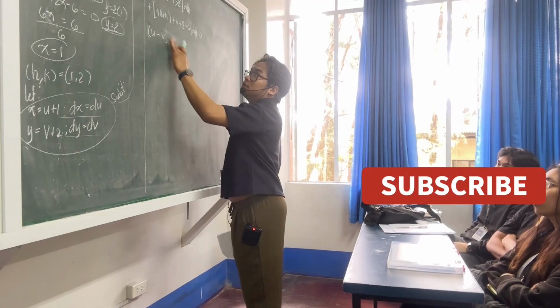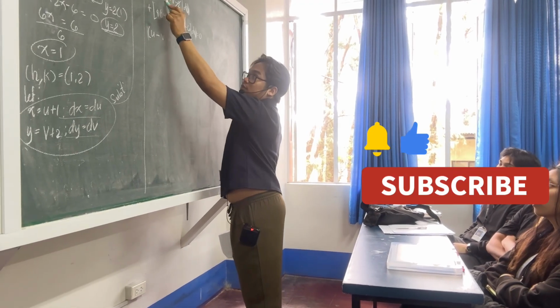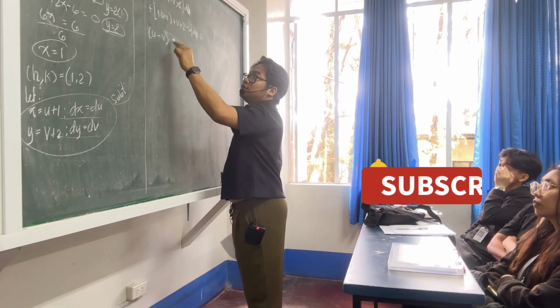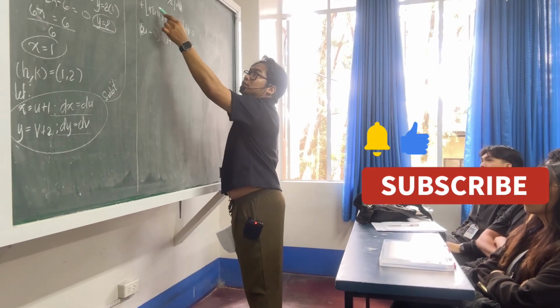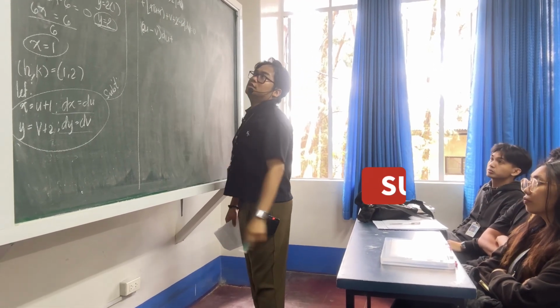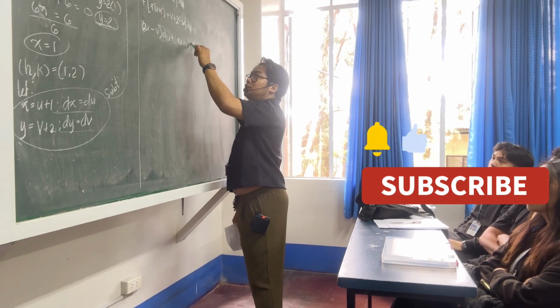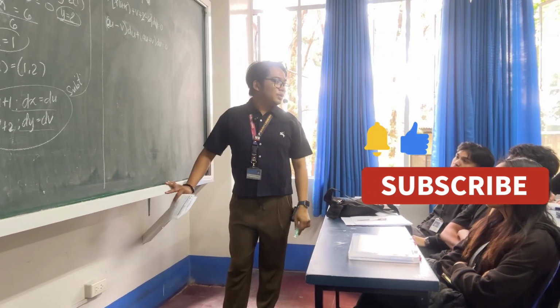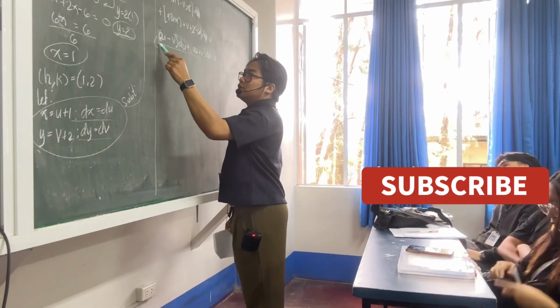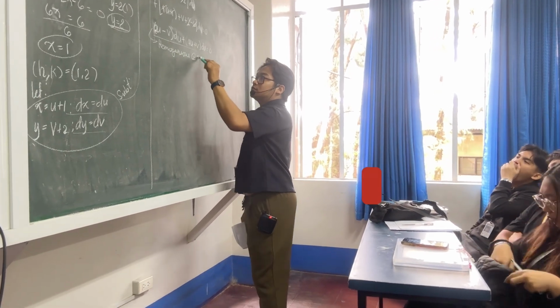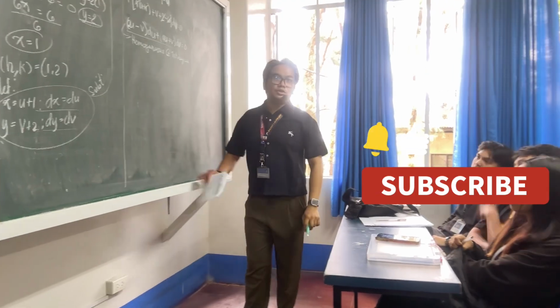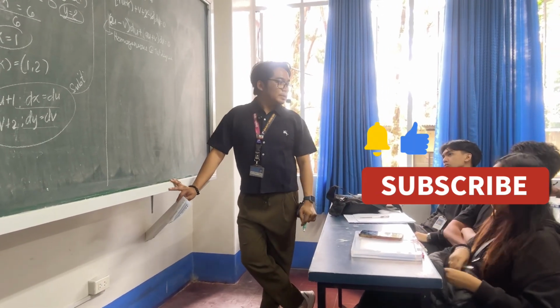Meron pa pala isa. Tama. 2 times 1, positive 2 minus 2, cancel. Then u minus v du. 2u. Then, next one, 4 plus 2 minus 6. So that would be 4u plus v dv equals 0. Homogeneous of first degree. So ano susunod?